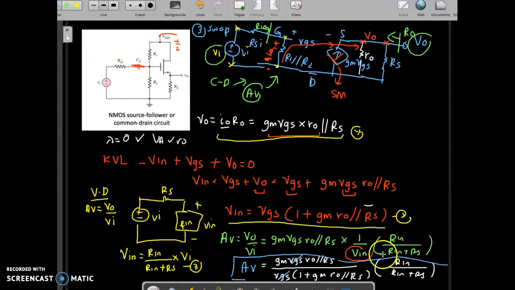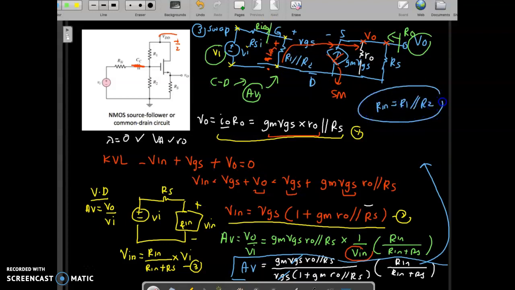Okay, so if you look at this formula, the gain here, what is your R in here? R in here, looking towards here, is just R1 parallel to R2. So we don't have any r pi for the MOSFET because you only have the voltage drop here, not the r pi. Okay, so wait for the next video, the last one, on how to find the real R out for the common drain. Okay, see you in the next video.